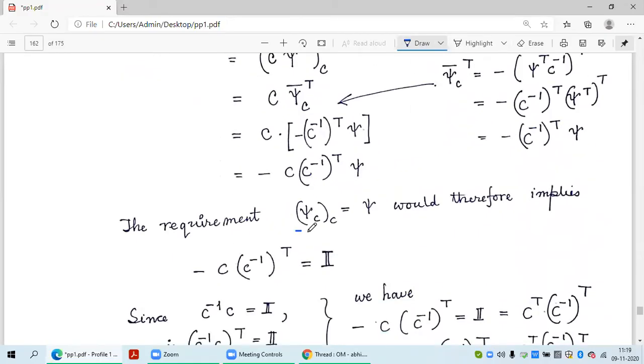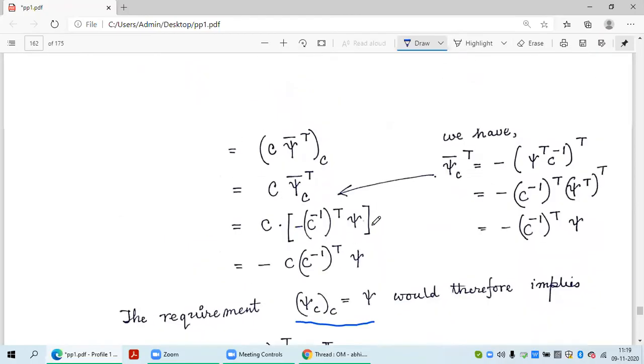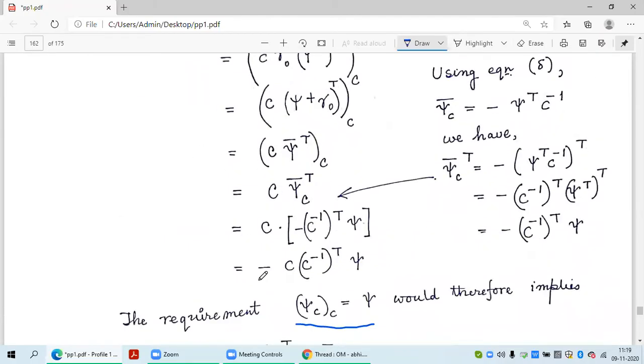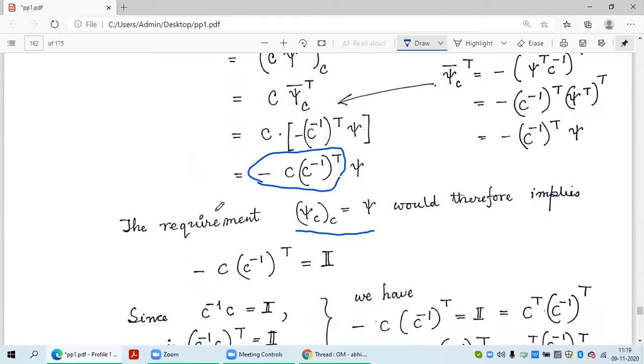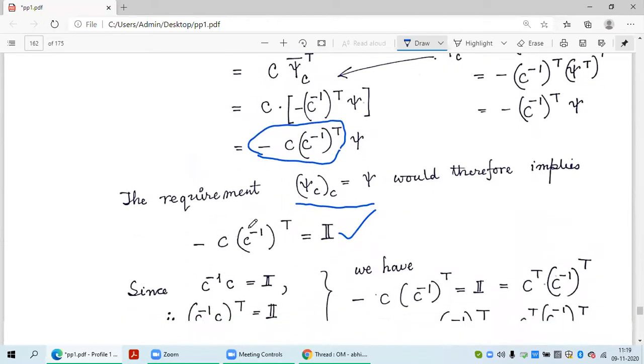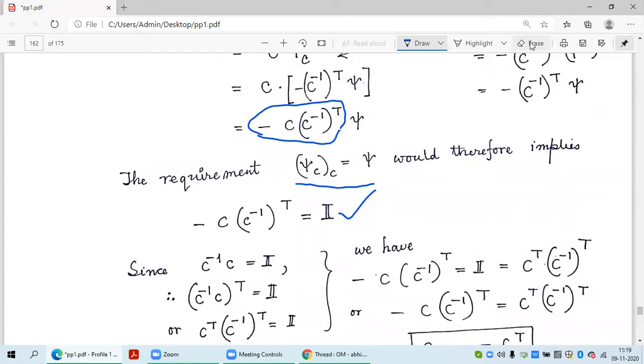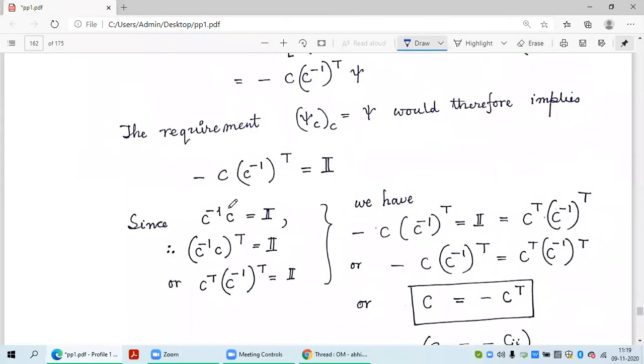Now the requirement that psi C should be psi means this should be psi, means the whole thing should be identity. Clear? This thing should be identity. Okay. Now you can use this standard identity, C inverse C is 1 for all matrices. So take its transpose. So you get this equation. Okay, C transpose, C inverse transpose.